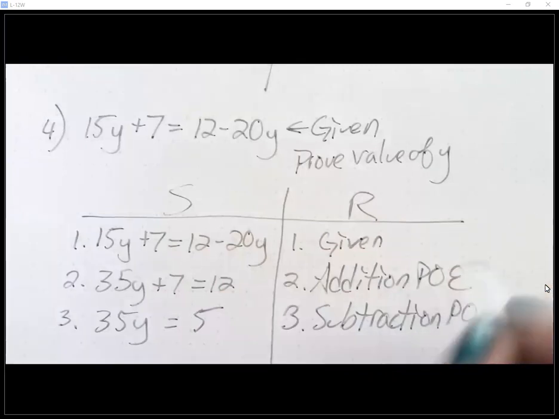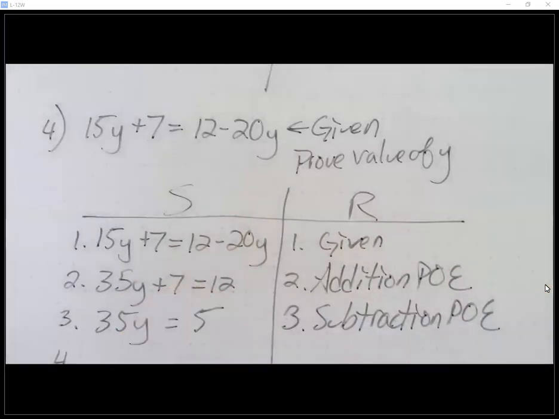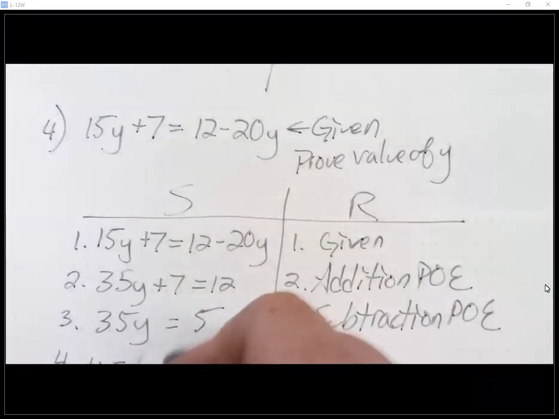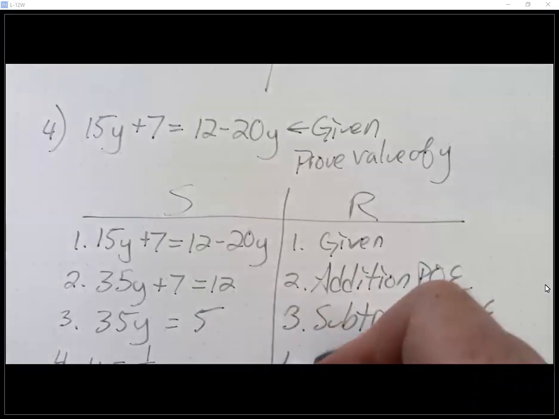Okay, next. Go ahead. Yeah, wouldn't you divide both sides by 35? And that would get me y equals 5 over 35, which is 1/7. So I just did the division property of equality.